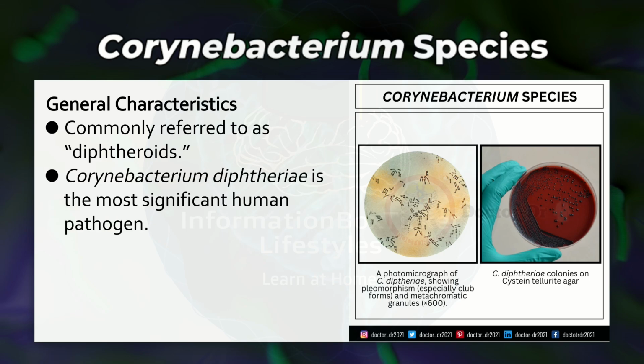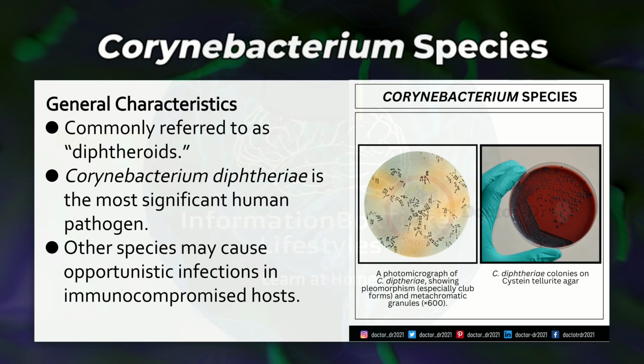Corynebacterium diphtheriae is the most significant human pathogen. Other species may cause opportunistic infections in immunocompromised hosts.